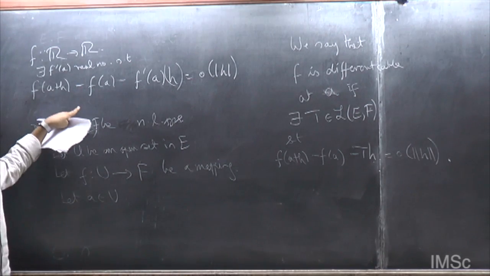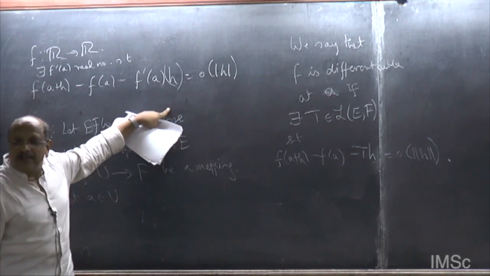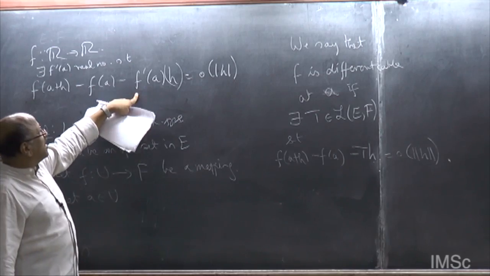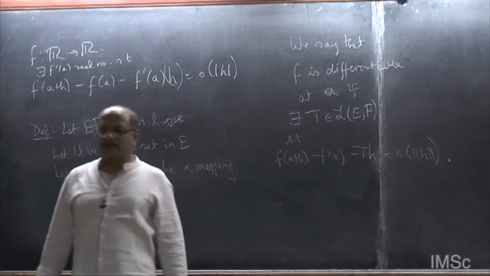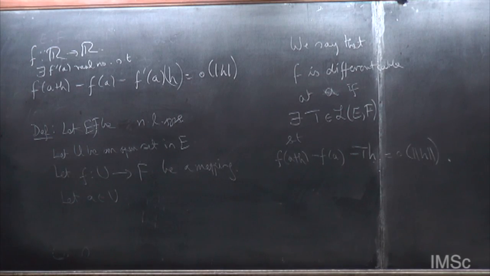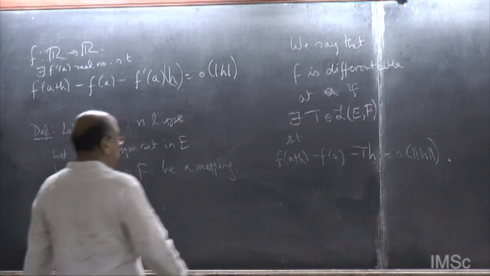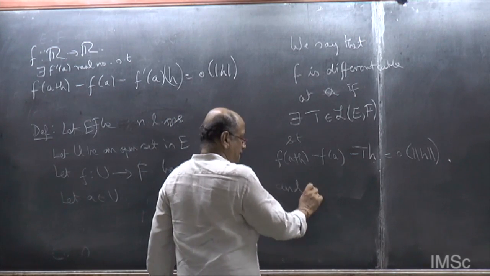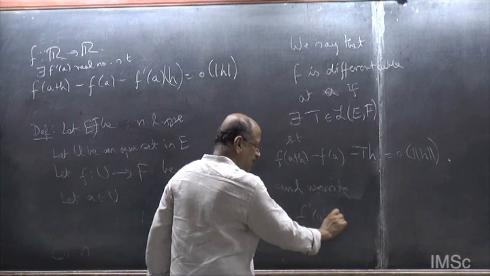So, you see I am just copying. The only change I have made in this last part is that f'(A) into h I am writing as T times h. T is a linear transformation, h is a vector, so it acts on it. So, if there exists such a transformation, then I say f is differentiable at A, and we write f'(A) equal to T.